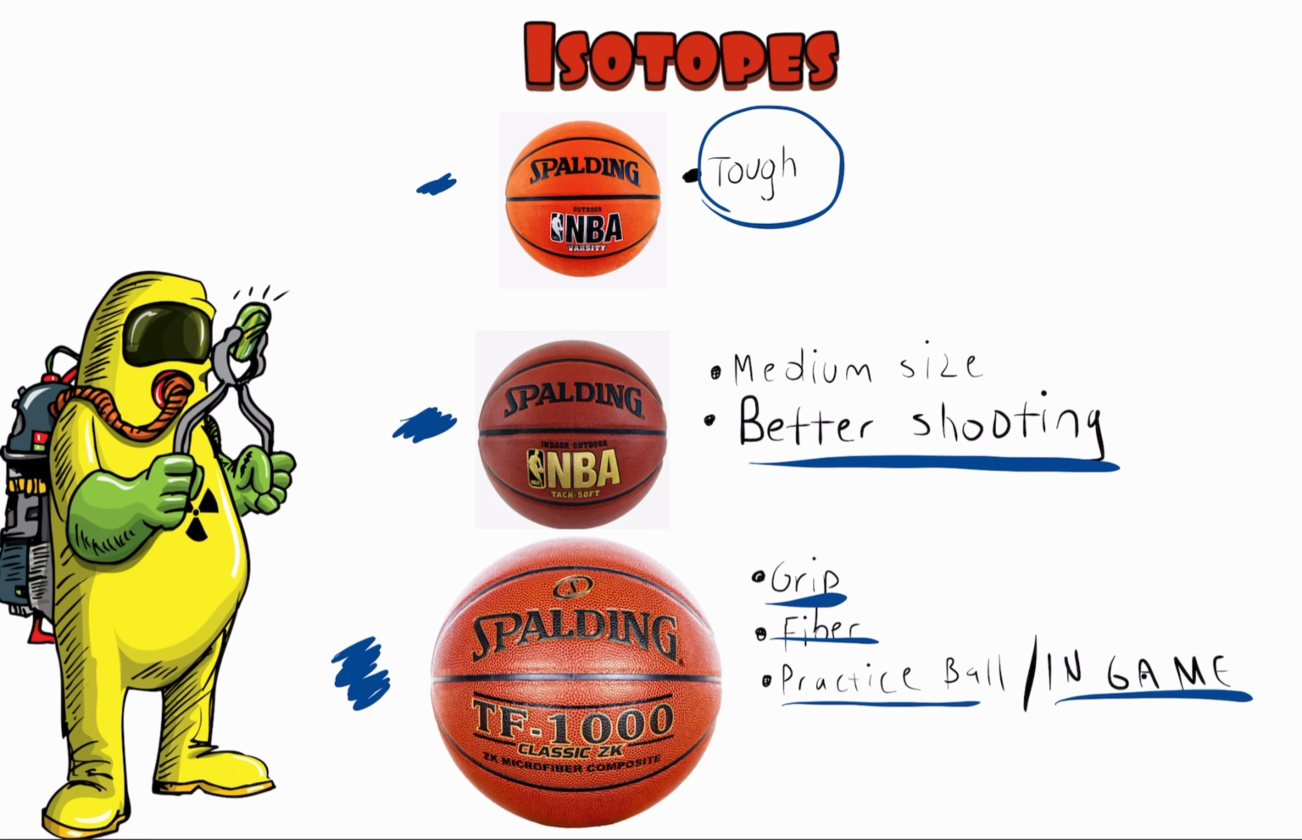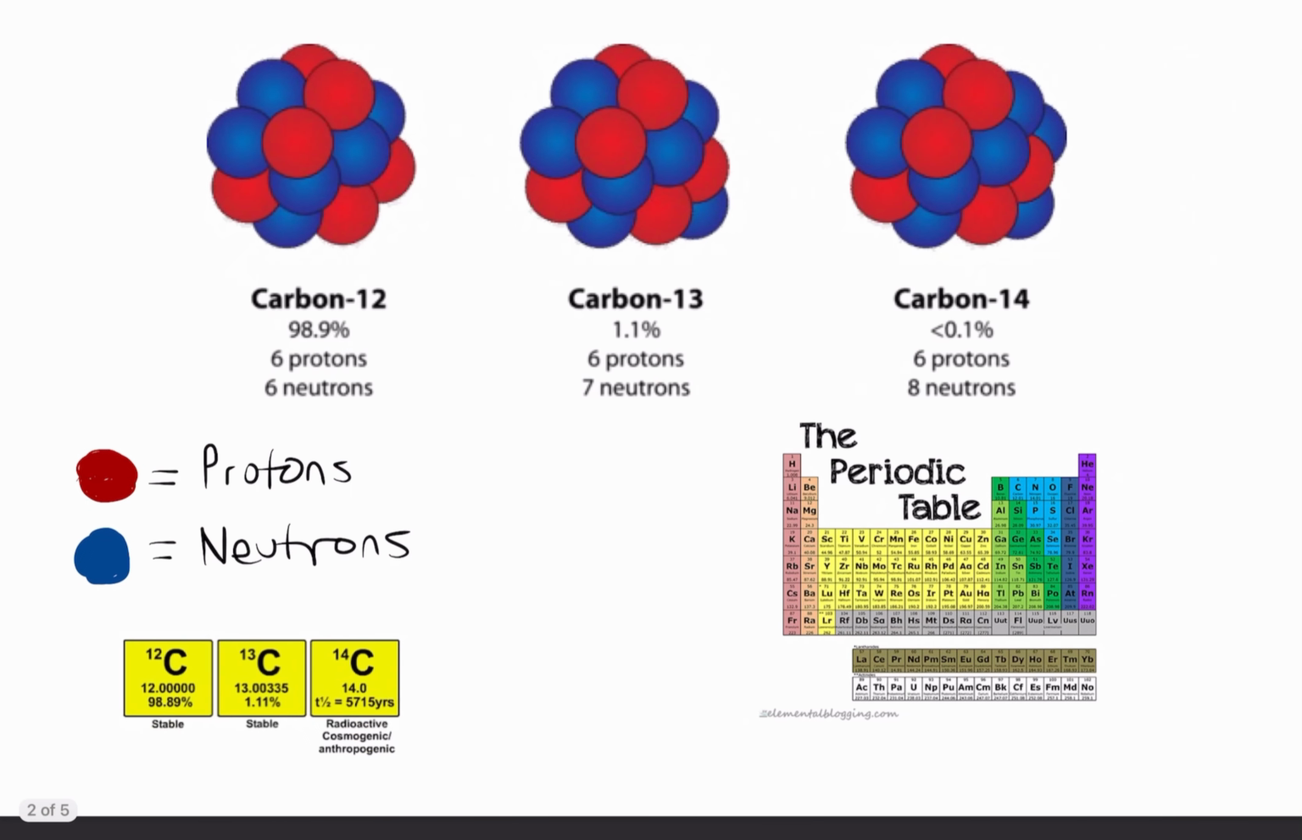So this gives a perfect example of how isotopes work. Again, they are the same element. They have the same number of protons. However, they differ in the amount of neutrons. Therefore, they have different masses. However, same chemical property.